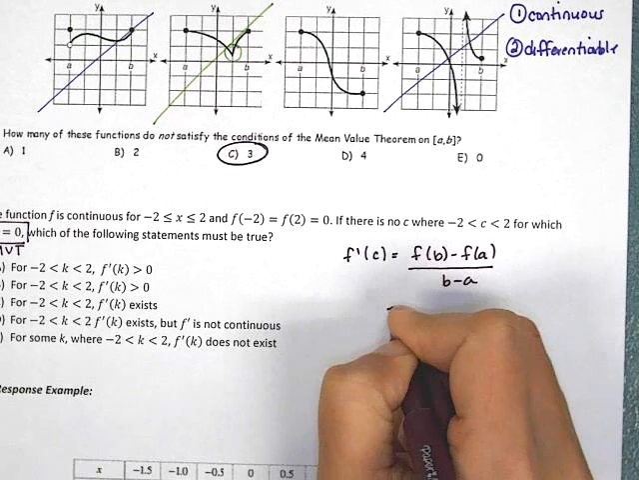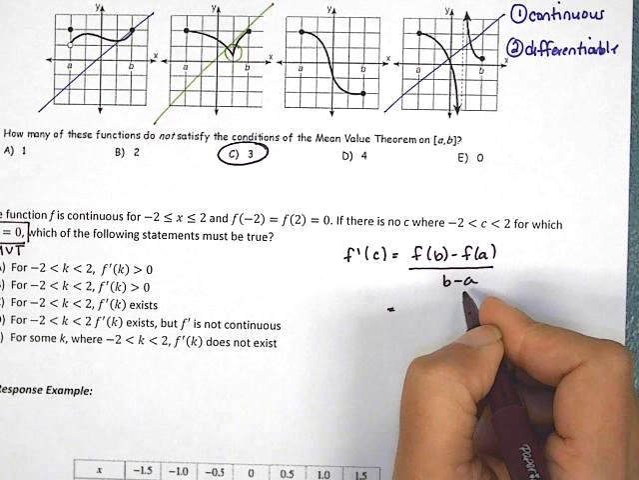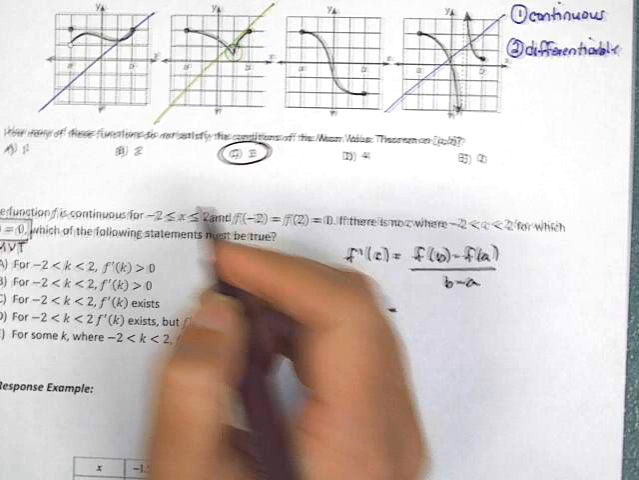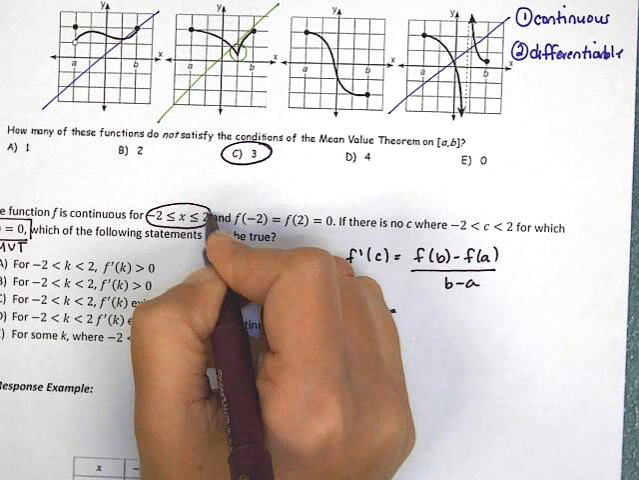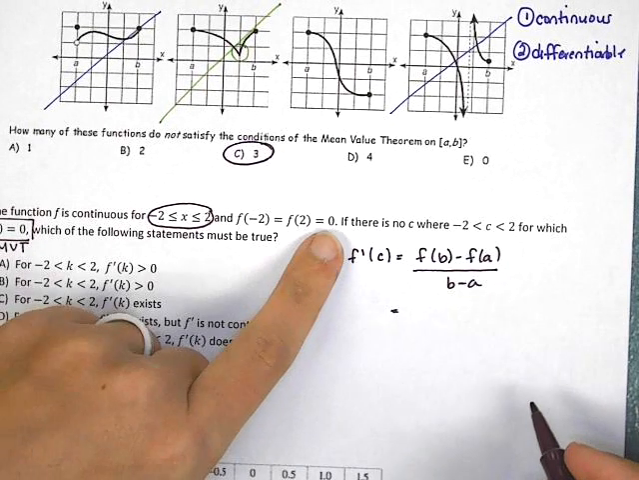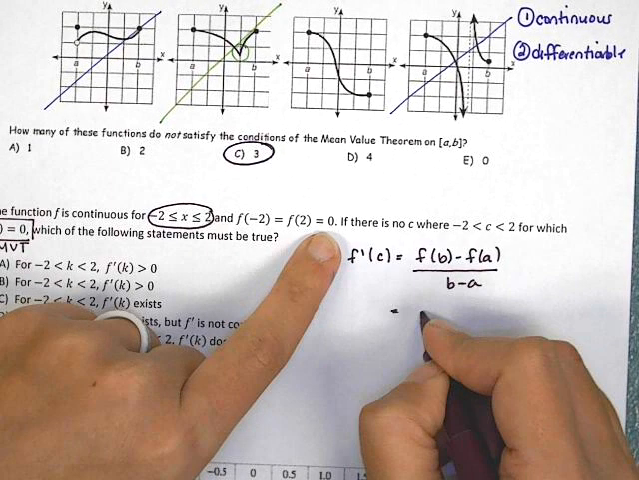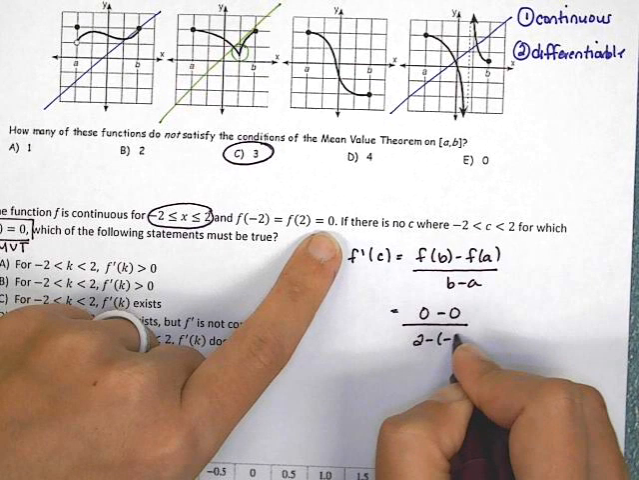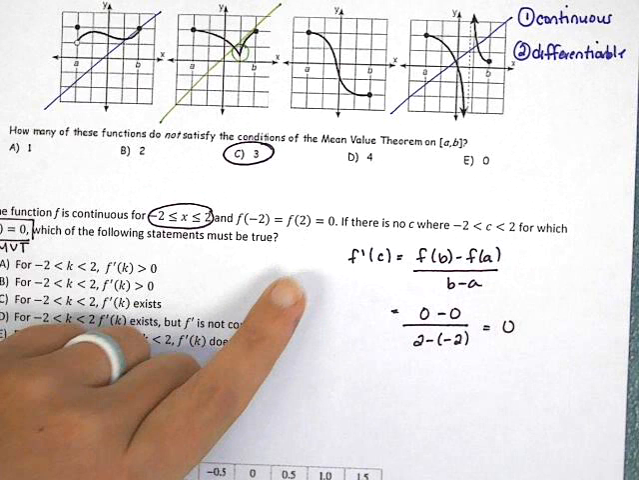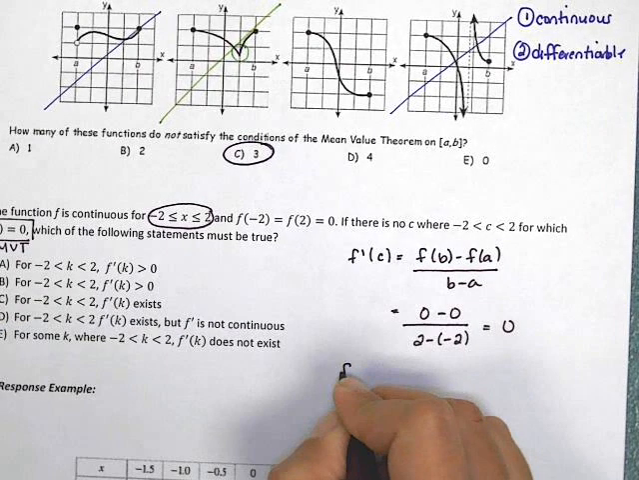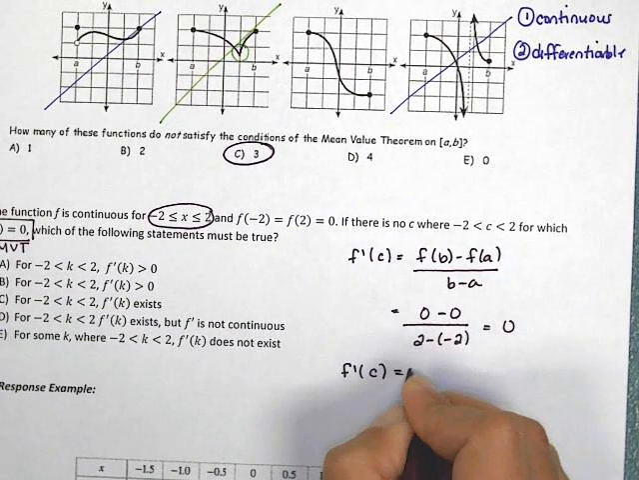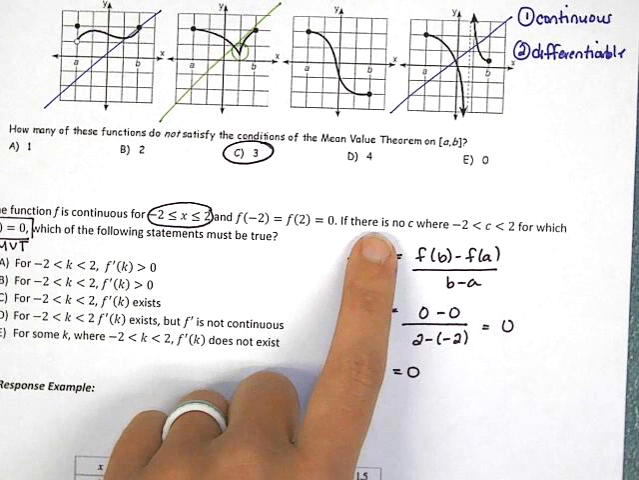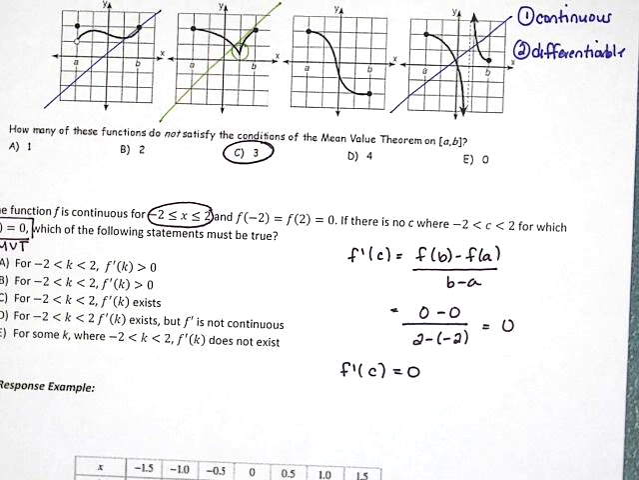So let's see what f of b minus f of a all over b minus a would be in this problem. Here's my interval from negative 2 to 2. Both endpoints have the same y value. So 0 minus 0 over 2 minus negative 2 would be 0. So basically, the mean value theorem says that I have to equal 0. And this problem is saying there is no place where your derivative equals 0.